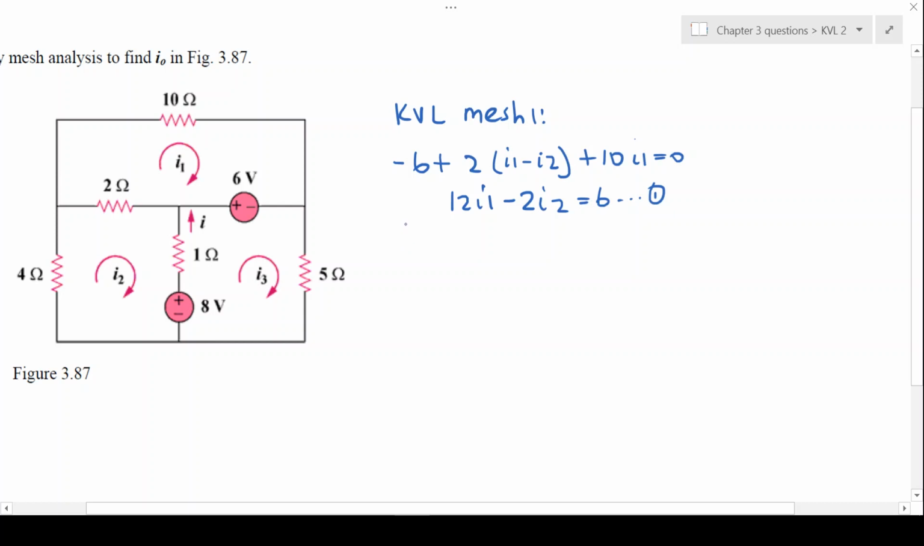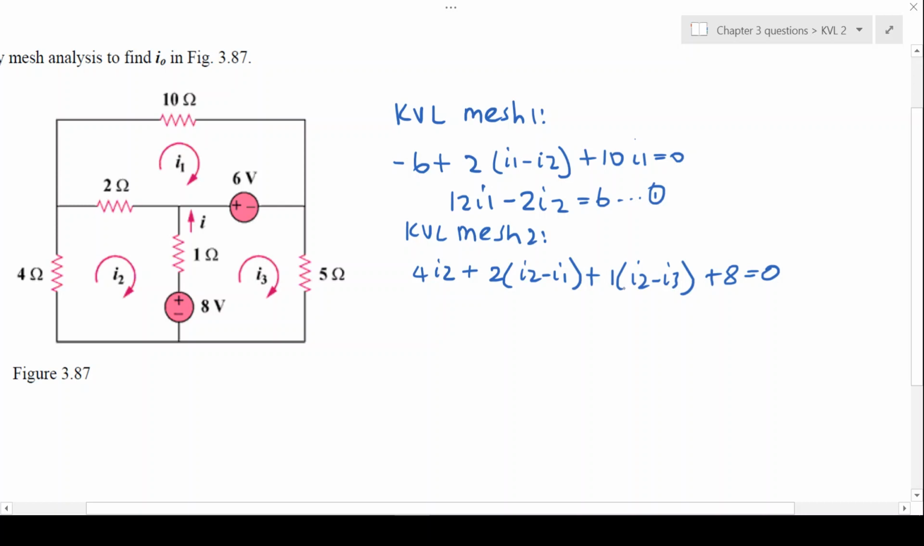If we look at KVL mesh 2, right, that's that mesh. So we're going to say 4 multiplied by I2 plus 2 multiplied by I2 minus I1. The current shared there is I2 and I1 for the 2 ohm, plus 1 multiplied by I2 minus I3 plus 8 gives us 0.